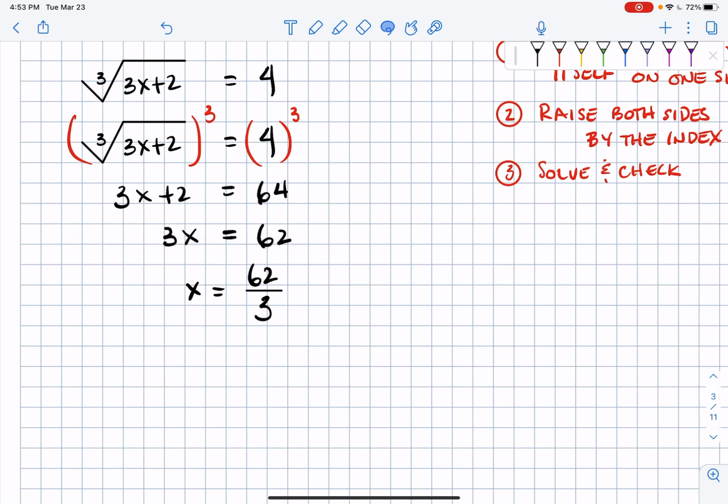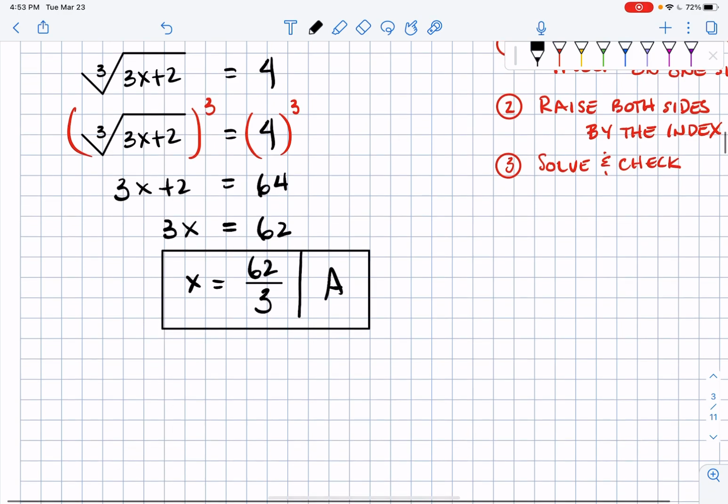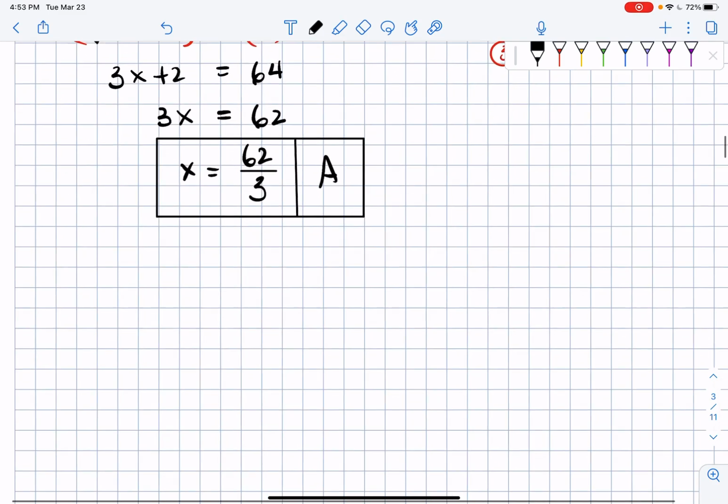And again, with cube roots, you don't really have to check, because I can take a cube root of a number and it could come out to be positive or negative. There's really no limitations on that. So that is going to be choice A. And there we go. All right, that's number 3.